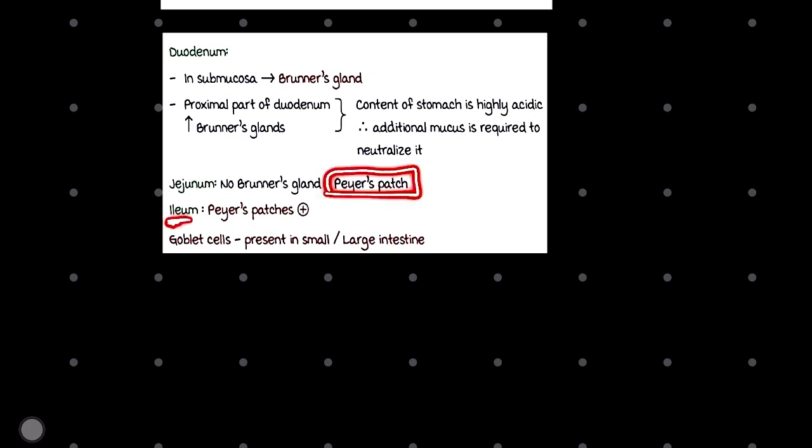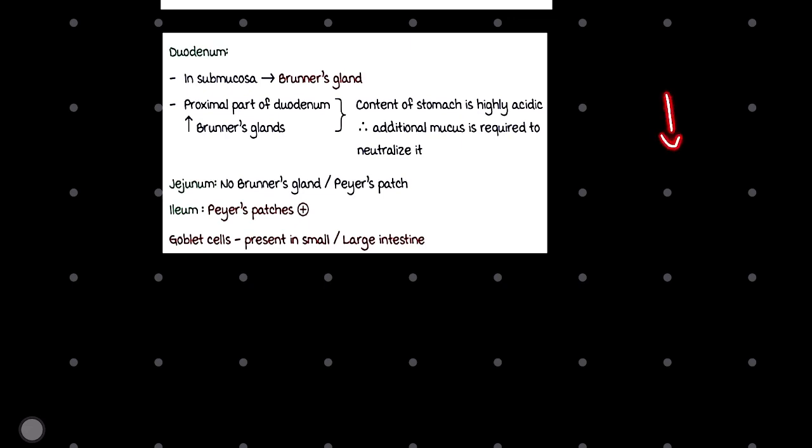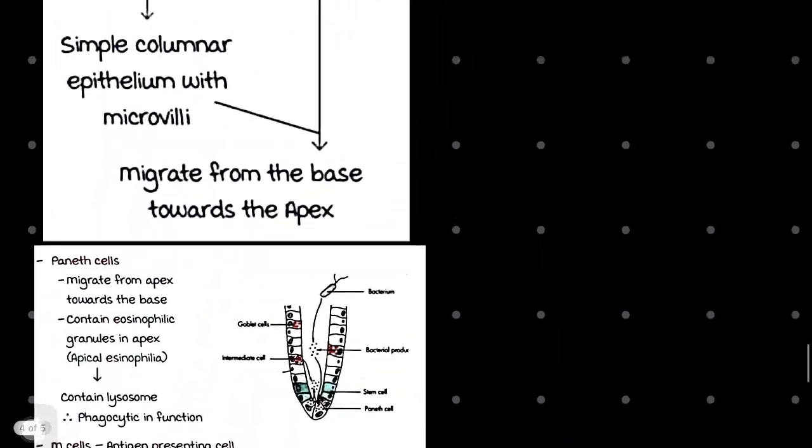Now, we talked about goblet cells being present in both the small and large intestines. As we descend downward in our intestine, the goblet cells are more prominent. You can say mucus secretions increase from this. This was all about it.